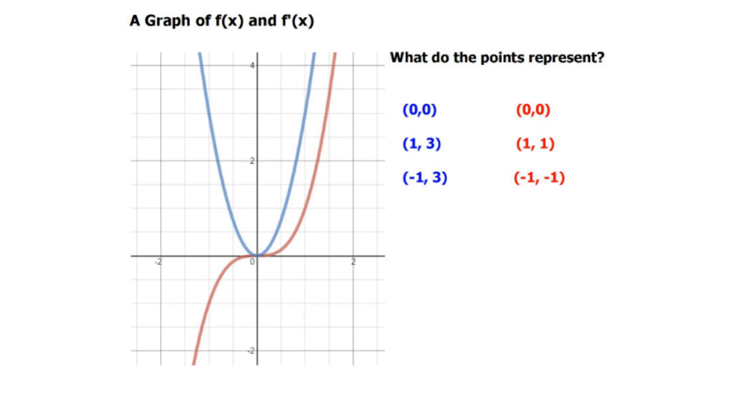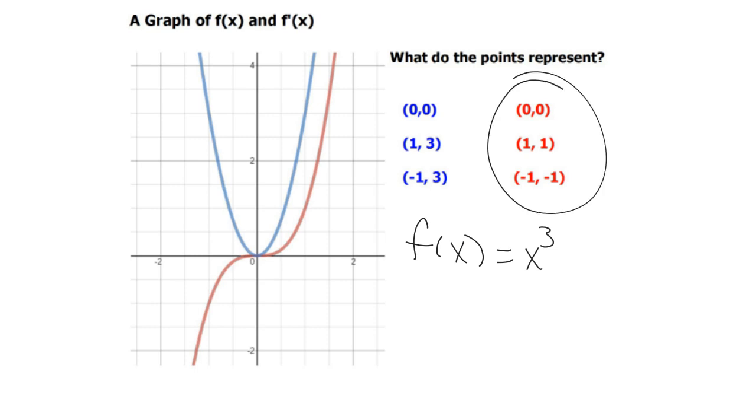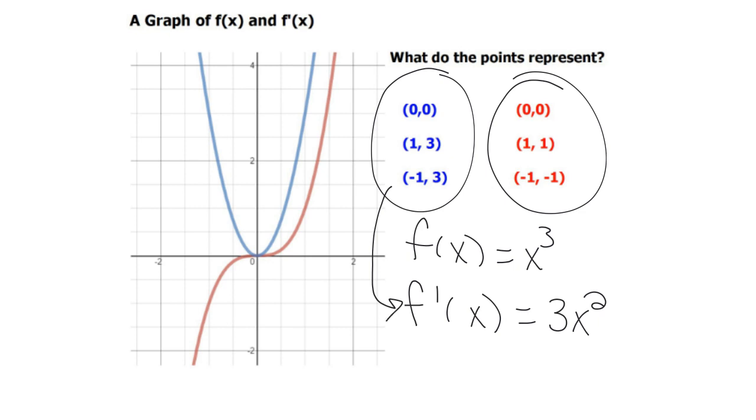It says a graph of f of x and f prime of x. We know that f of x, the original problem, was x cubed, and that's what you see in the red. The derivative of f of x that we just found to be 3x squared is going to be these points in blue. So the red picture is the original function, and the blue picture is the derivative function.